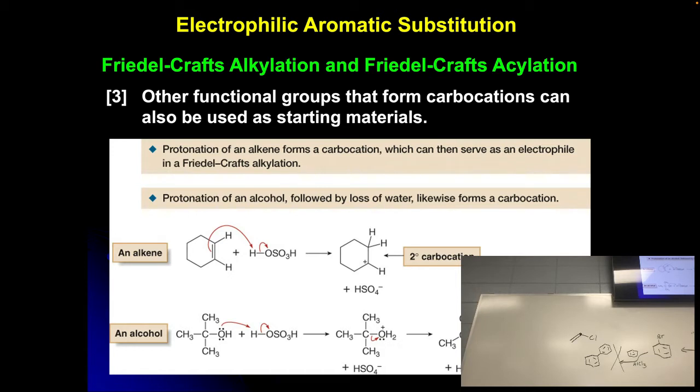Okay? We also know that we can take alcohols and react them with a strong acid. The first step, of course, is protonation of the alcohol to get, what do we call this? An oxonium ion. It's attached to a tertiary carbon that can readily leave and give me a tertiary carbocation. That works to do Friedel-Crafts chemistry as well.